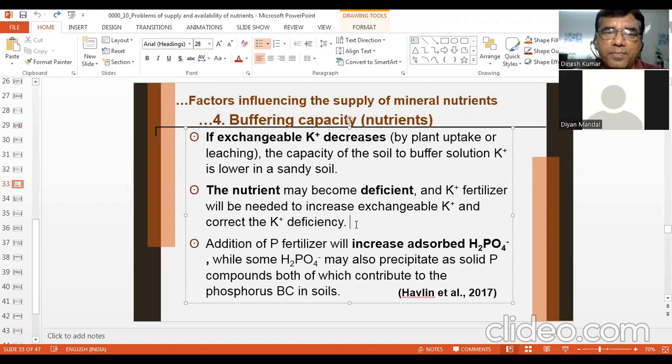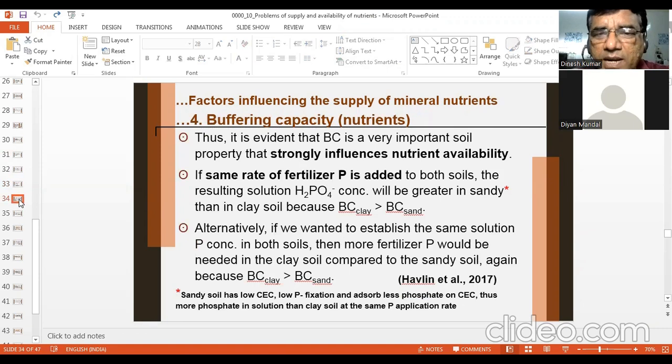Addition of P fertilizer will increase adsorbed phosphate, while some H2PO4 may also precipitate as solid P compounds, both of which contribute to the phosphorus buffering capacity in the soil. Thus, it is evident that buffering capacity is a very important soil property that strongly influences nutrient availability. In general, the higher the buffering capacity of the soil, the higher the nutrient availability.